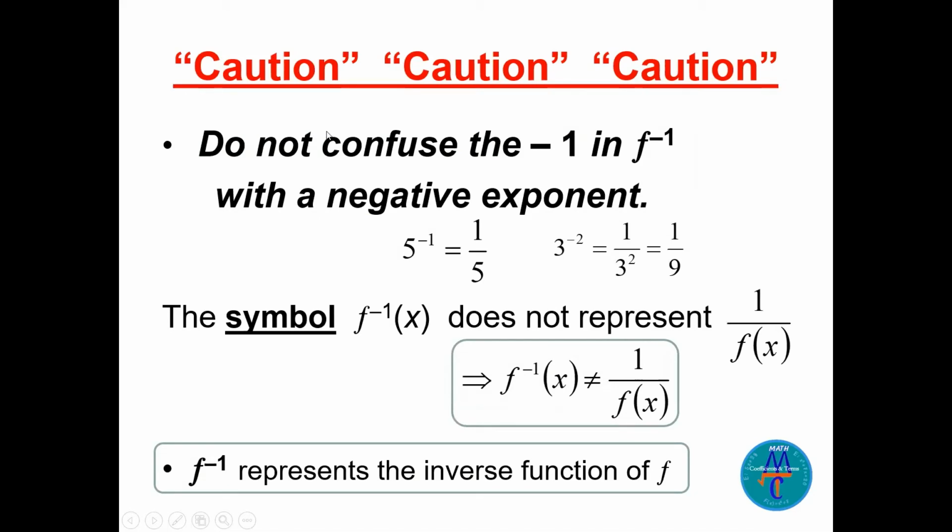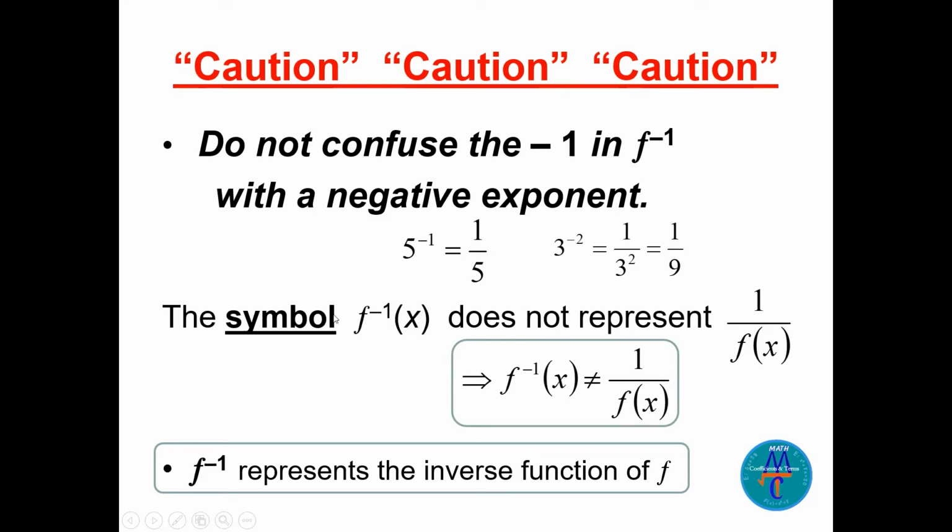Now, this is a caution only. You have to be careful. Don't be confused between the -1 in the inverse when you write inverse and the -1 in the negative exponent. They are not the same. So when we say here 5 to the power -1, this is 1 over 5. This is from algebra. 3 to the power -2 is 1 over 3 squared, 1 over 9.